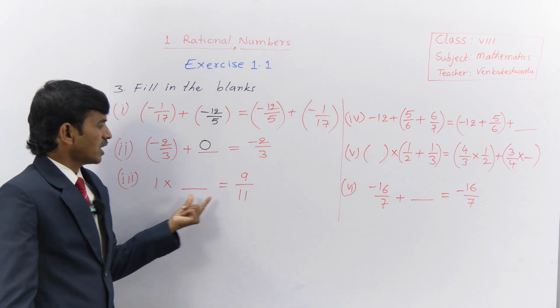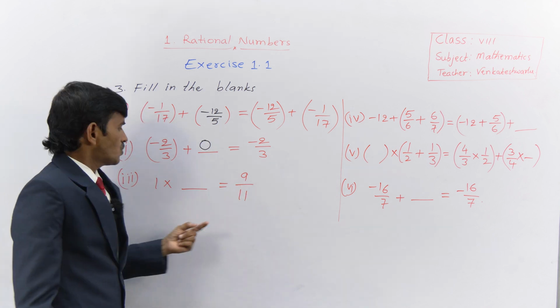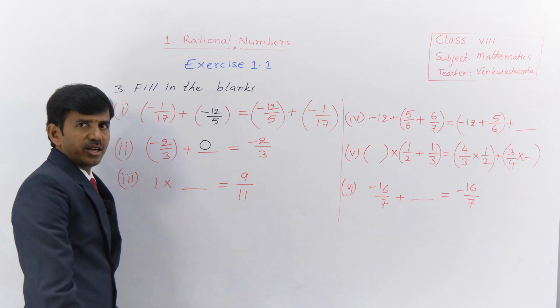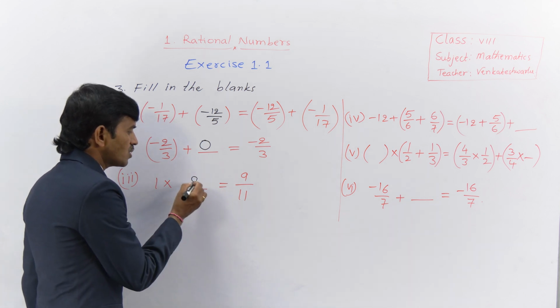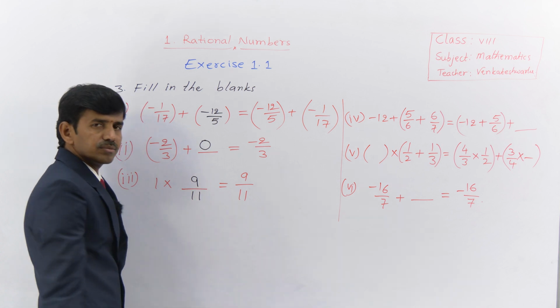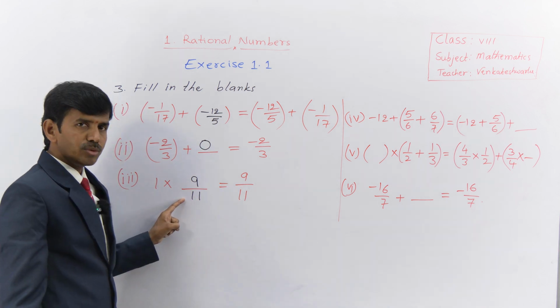Next, 1 into a certain value. If you multiply, what should we get? 9 by 11. So 1 is the multiplicative identity. When you multiply with the same quantity 9 by 11, it gives us the same 9 by 11. 1 into 9 by 11 gives us 9 by 11. So the blank to be written here is 9 by 11.